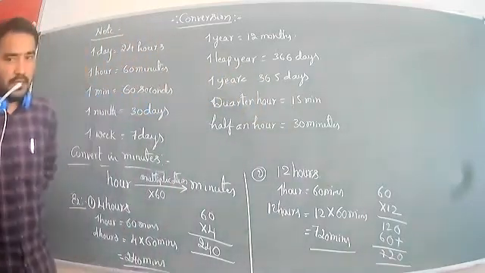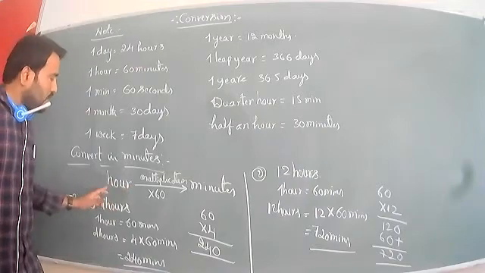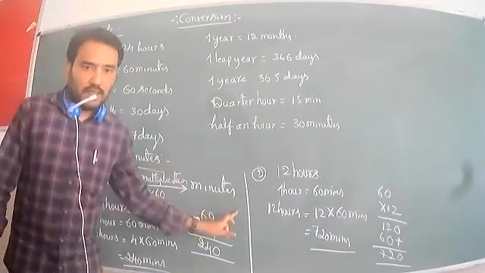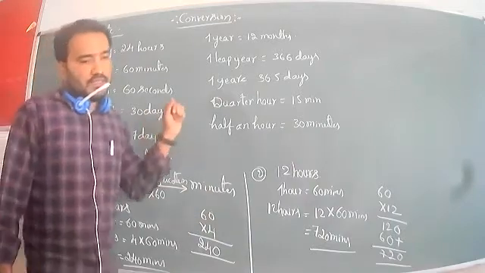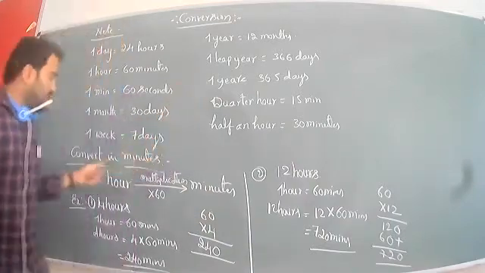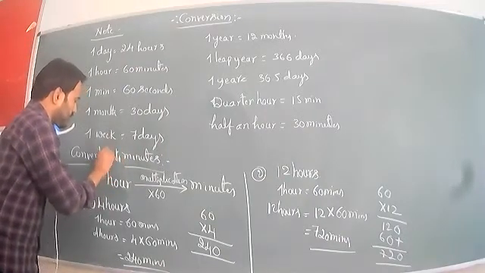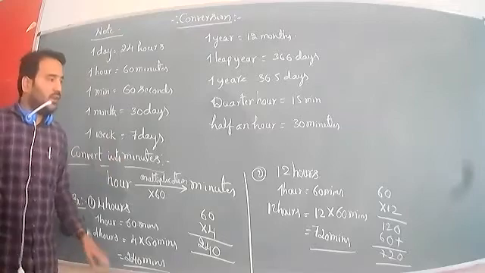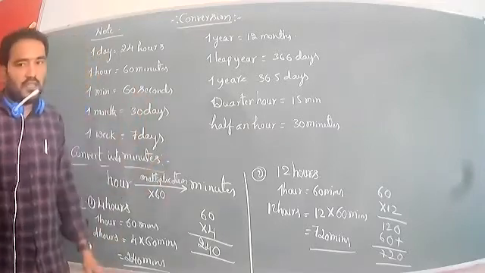720 minutes. This is called hours to minutes, so convert it to hours to minutes. Hours to, we should convert into minutes. This is called convert into minutes. So now let us do one more example, the last example. You have to write this in the classwork.